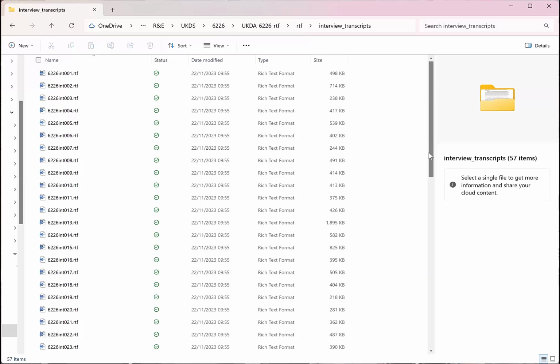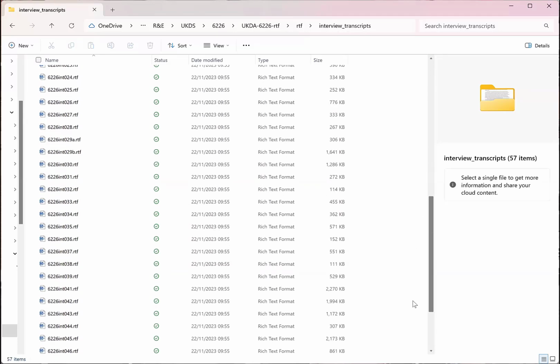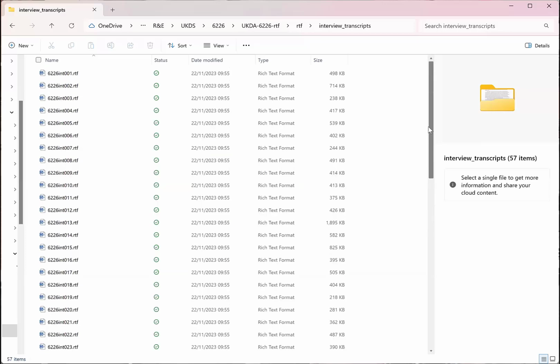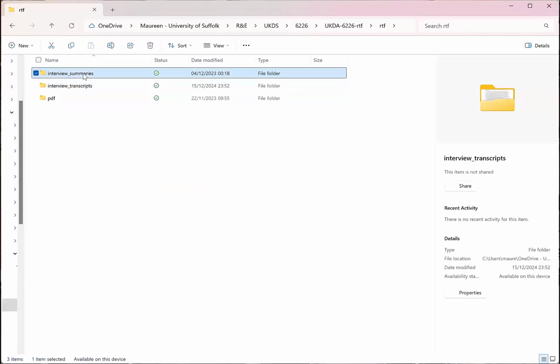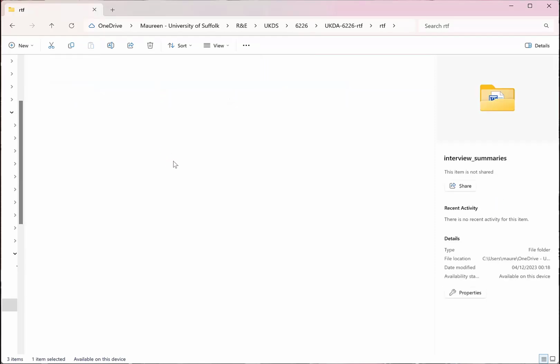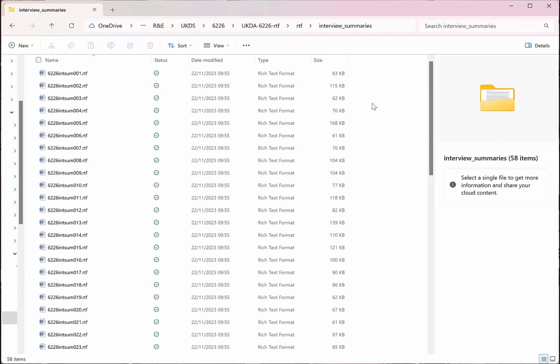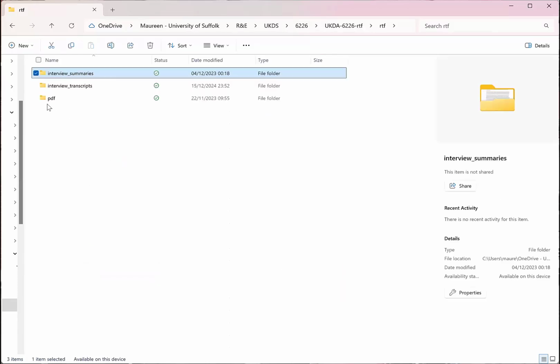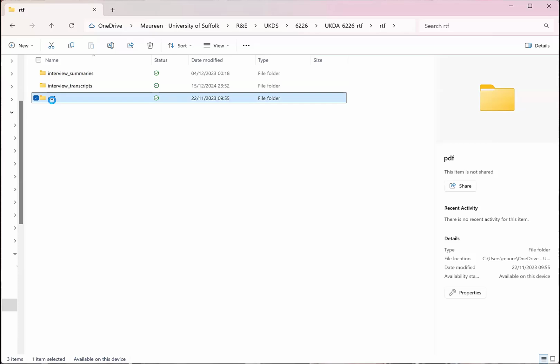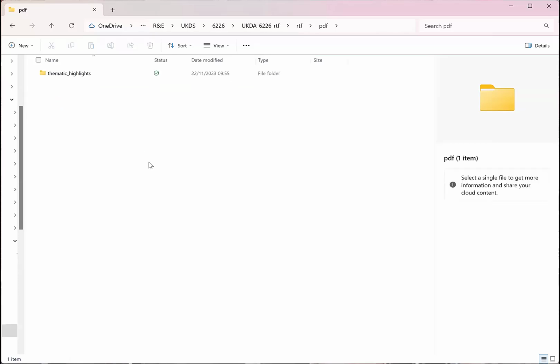So you've got all of your interviews in one of those folders, and if you wanted the summaries as well, he's summarized those and made them available, so you can access the summaries, which are also available in an RTF format. These were also PDF'd, so you can access them as a PDF, and you'll see the directory is titled as a PDF.